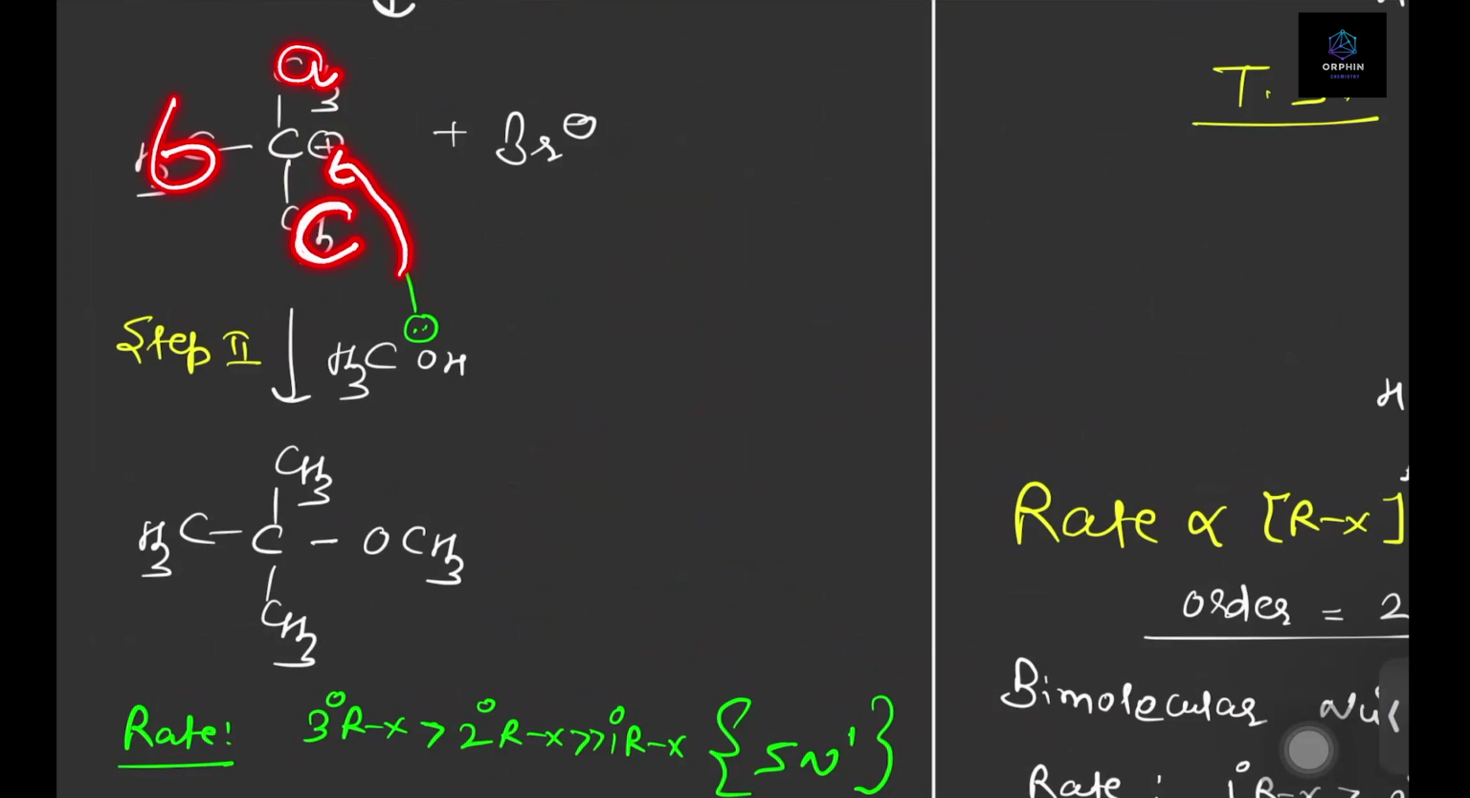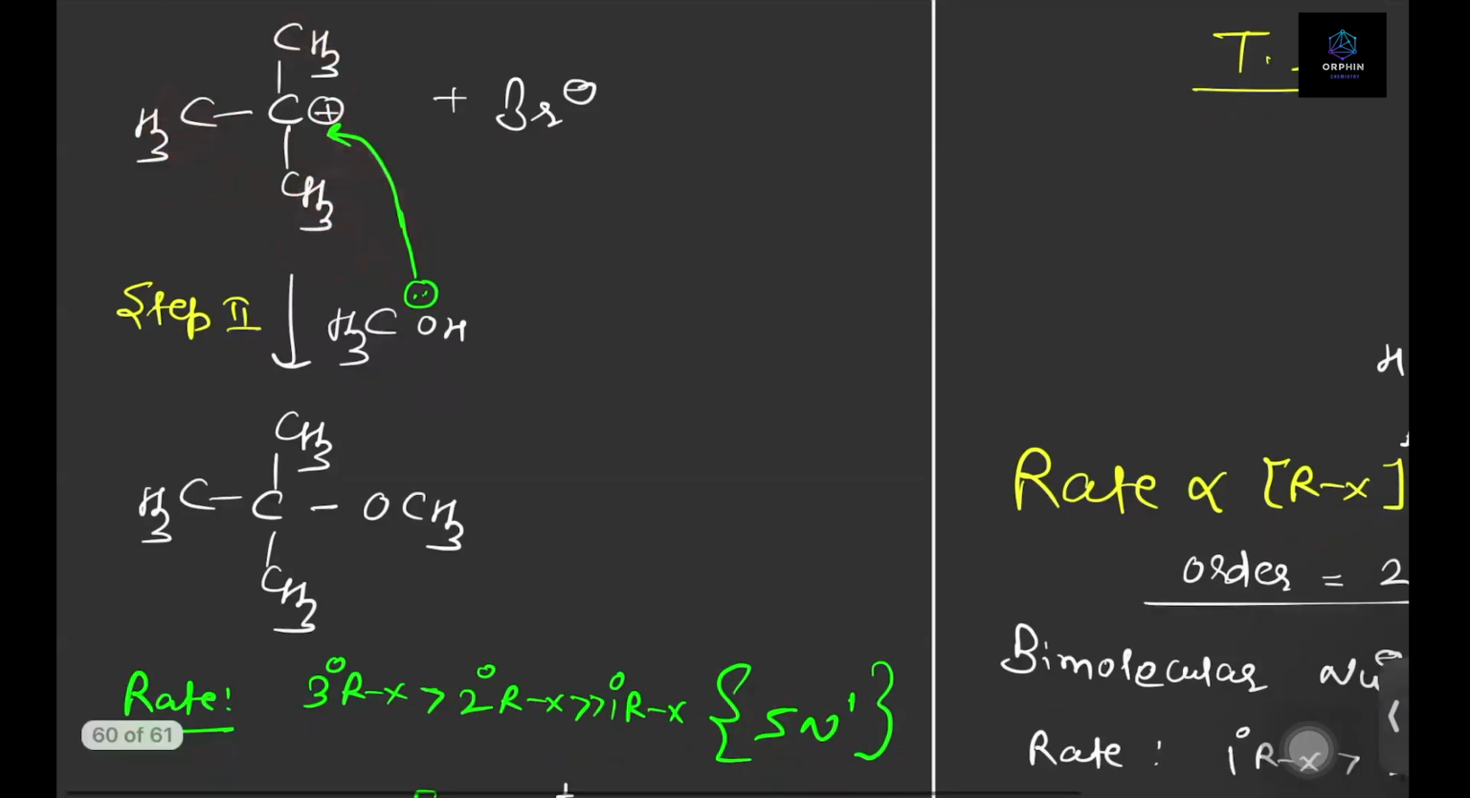So we can say that you will get two products when it is a chiral center, and both will be enantiomers of each other. Here we will get a mixture of enantiomers, and a mixture of enantiomers is also known as a racemic mixture.